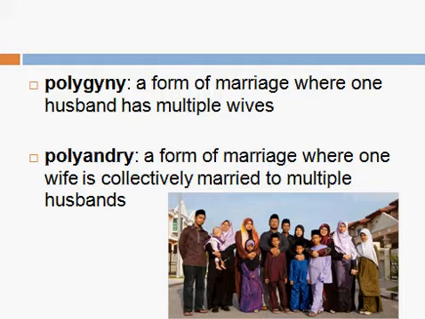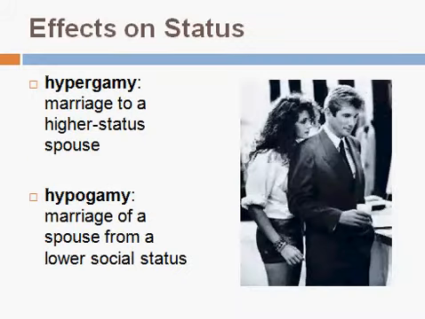In both love marriages and arranged marriages, there's an effect on someone's social status to be considered. So that's part of the social impact of marriage. And we have terms for this where we describe different effects on social status. So one is hypergamy, which is marriage to a higher status spouse, and the other is hypogamy, which is marriage to a spouse from a lower social status.